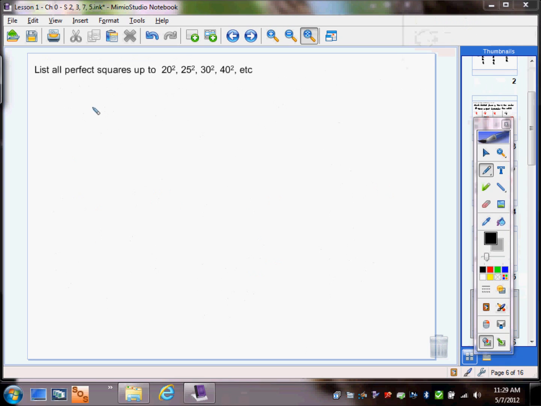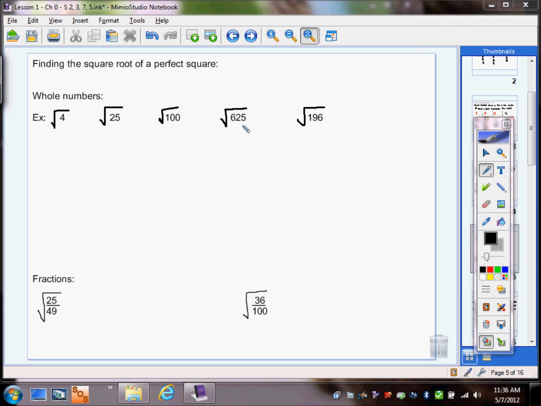Okay, we're going to list, hold on one second. Now that you've seen your perfect squares, looking on your list, 4. Well, 2 squared is 4, so the square root of 4 is 2. 5 squared is 25, so the square root of 25 is 5.